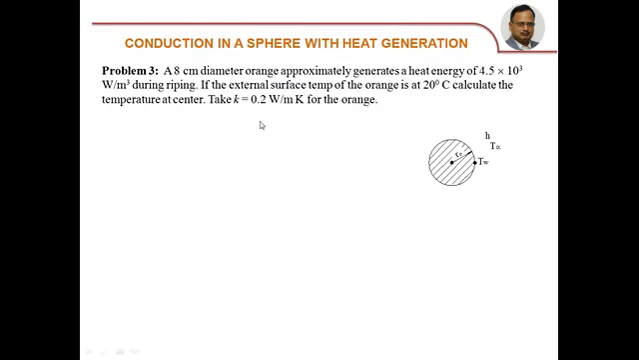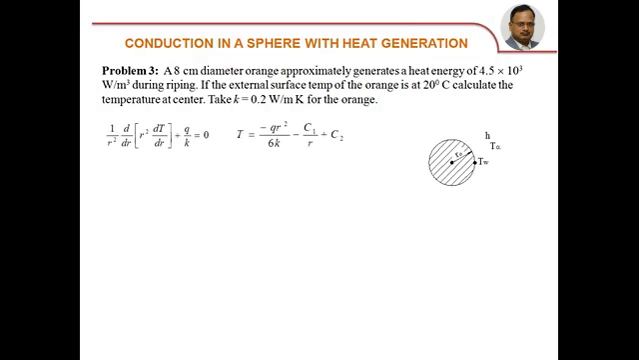Let us consider a problem. An 8 centimeter diameter orange approximately generates a heat energy of 4.5 into 10 cube watt per meter cube during its ripening process. If the external surface temperature of the orange is 20 degrees centigrade, calculate the temperature at the center of the orange. Take K equal to 0.2 watt per meter Kelvin for the orange.